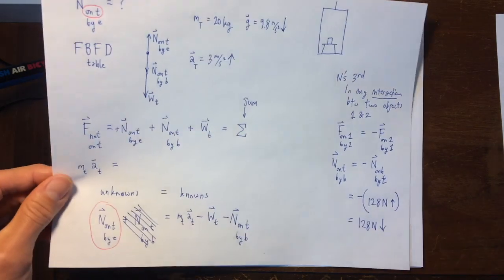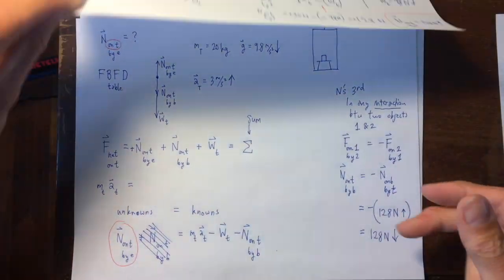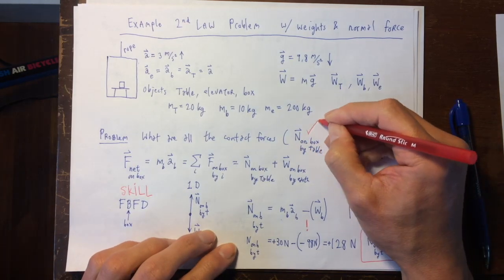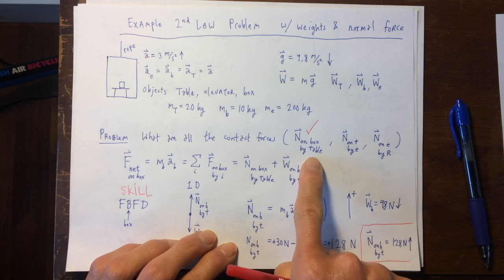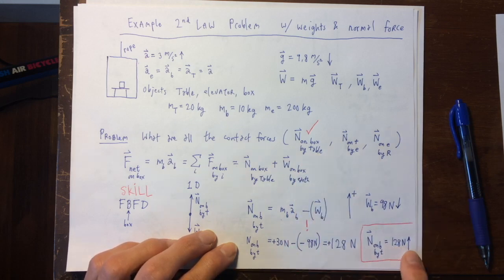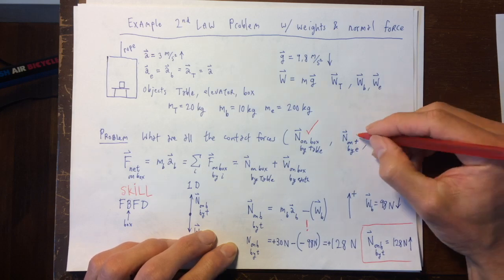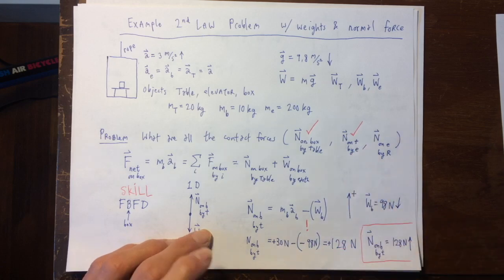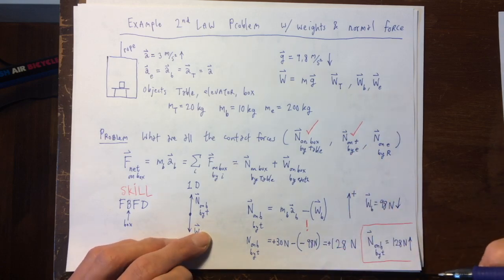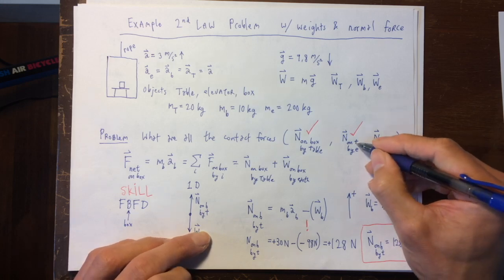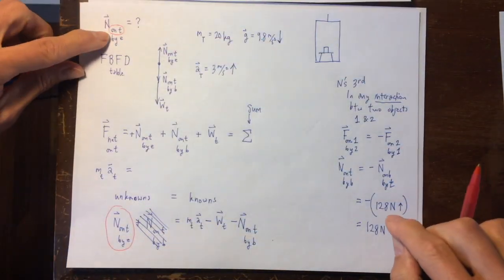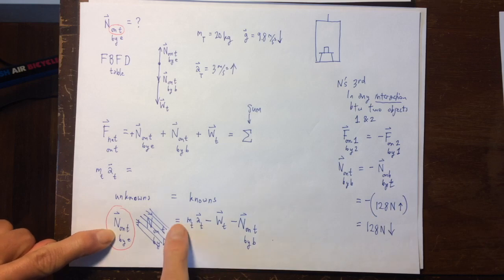So the only thing left for you to do, let me remind you of what we're doing here, is we want to find, so I just showed you how to find the normal force on the box by the table. Here it is, 128 newtons upwards. And then I just led you through all of the parts except for doing the math to get the normal force on the table by the elevator. Yeah, that is what I'm showing you. So, normal force on the table by the elevator. This is the question. Here it is. It's equal to known, known, and known.